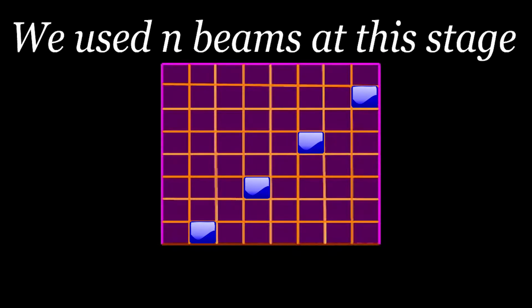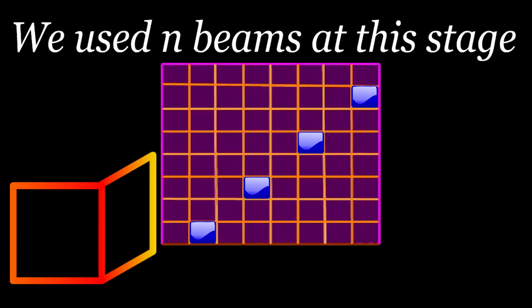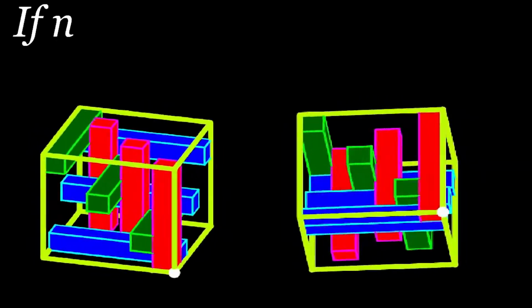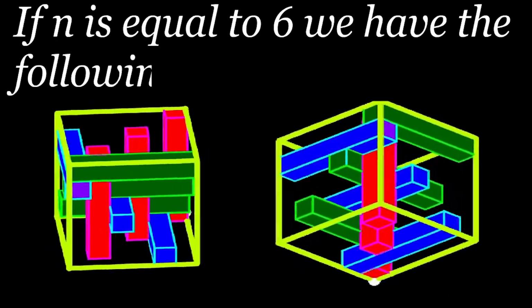Finally, for inserting the last beams, we choose a face which is orthogonal to the previous two faces that we chose. For this, we rotate our cube downward from the face that we are currently looking at. We insert red beams alternately in the right downward diagonal of our currently observed face. At this stage, we used all of our 1.5 n beams. For example, when n is equal to 6, we have the following illustration.